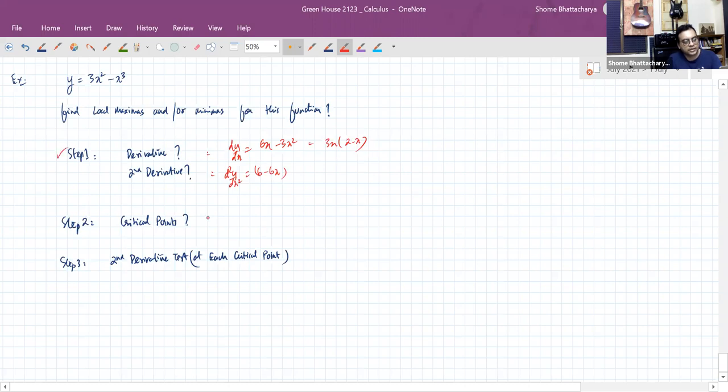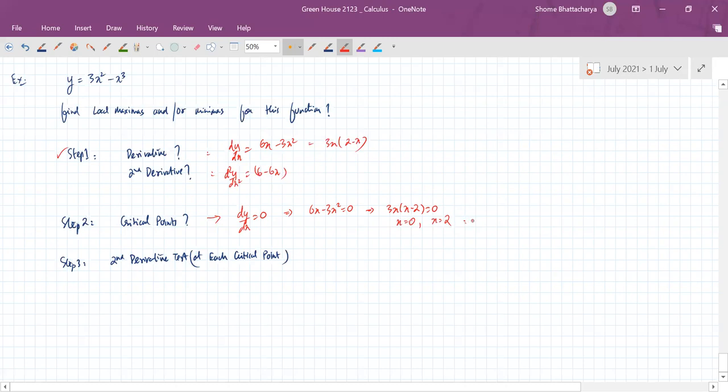Okay. Now critical points. For that, we have to solve for points where the derivative is zero. So x is equal to 0, x is equal to 2. X is equal to 2 critical points.